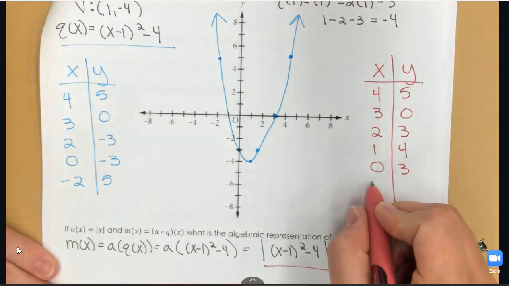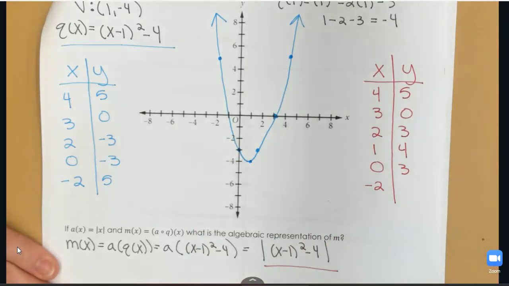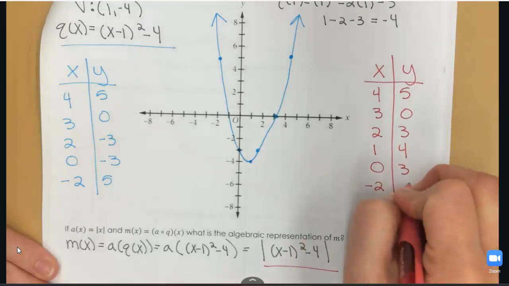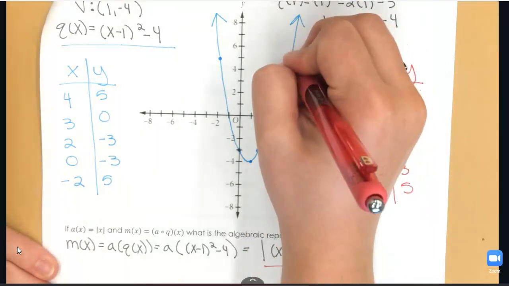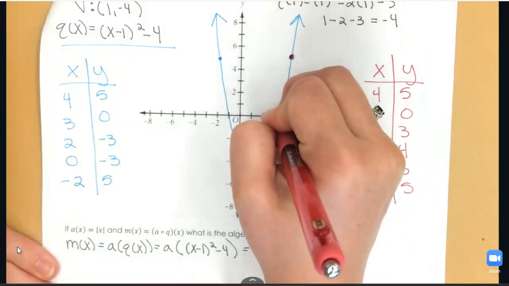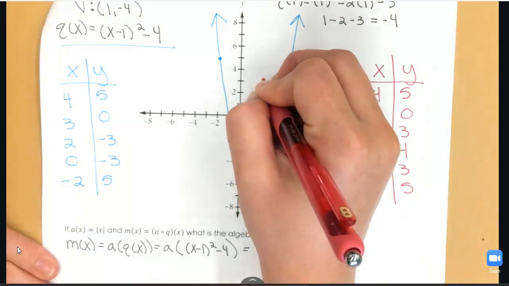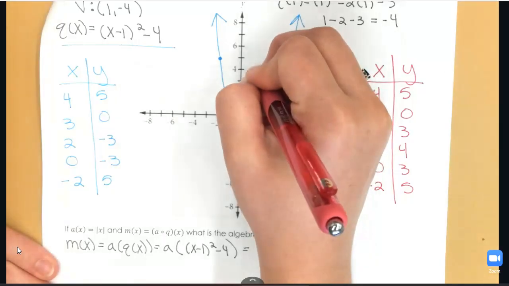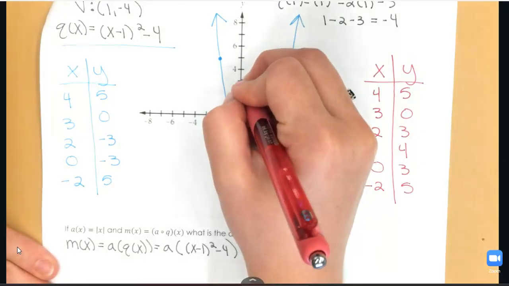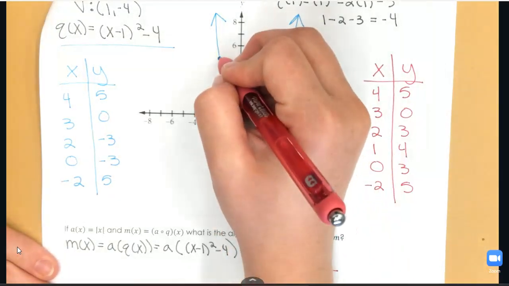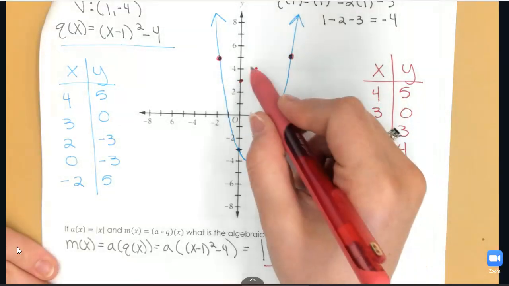I'm going to jump ahead over to negative 2 just to see what that brings us to. Negative 2 minus 1 is negative 3. Negative 3 squared is 9. 9 minus 4 is 5. So I'm going to go ahead and start graphing these points. Those two are matching so far, but that next one gives us something different. Negative 2, 5. Okay, so we've got some discrepancies here.